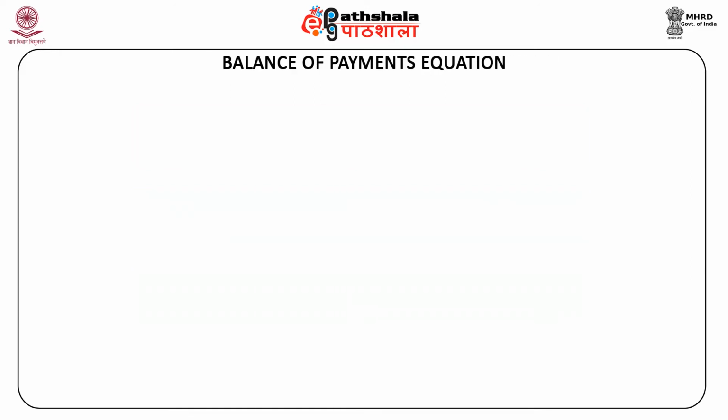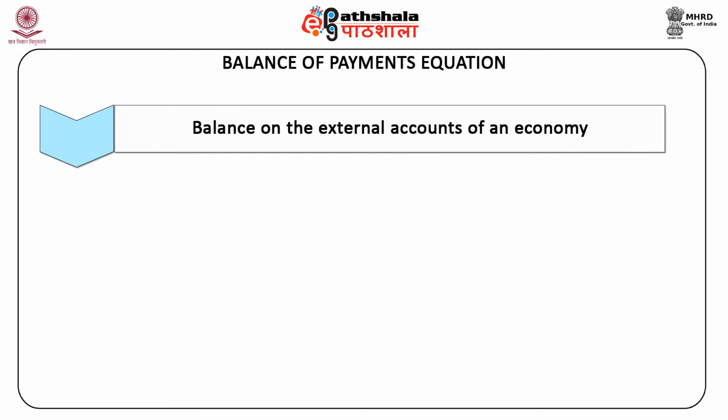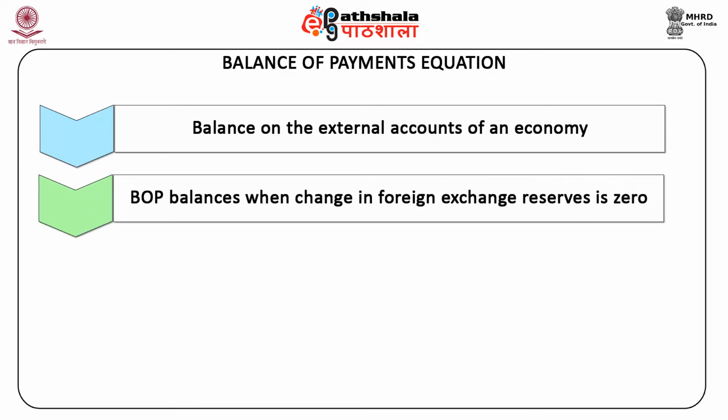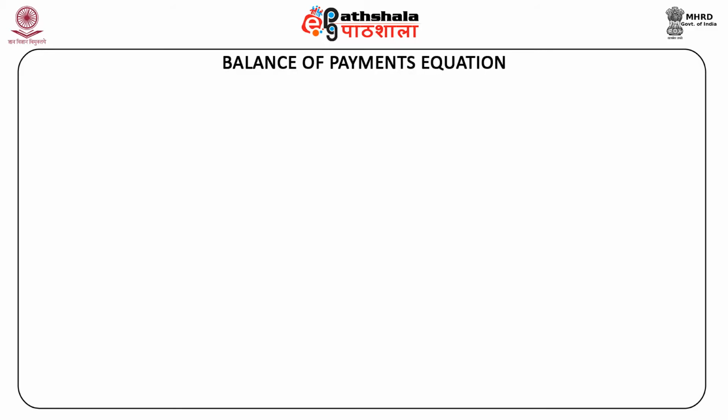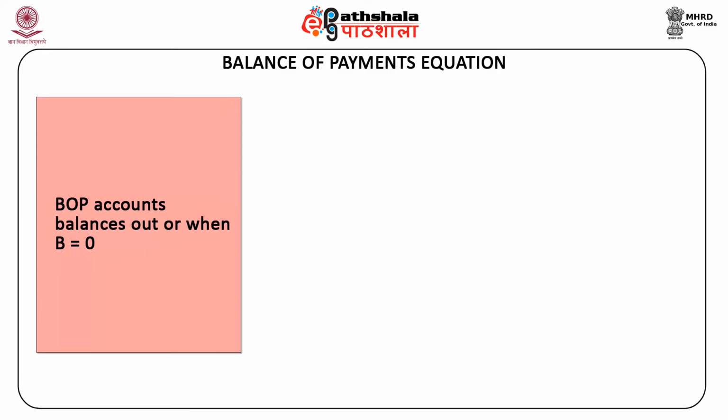Moving on to the balance of payment equation. The balance of payment equation is nothing but the balance on the external accounts of an economy. In other words, the balance of payments balances when the change in the foreign exchange reserve is zero. Considering equation 6, it is nothing but the balance of payment equation given by B, as in equation 7: B = ΔR = F(Y, P, I) - ΔC.